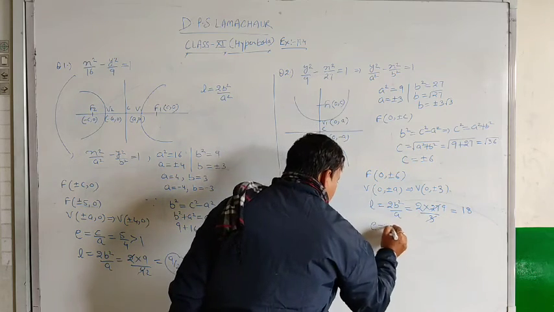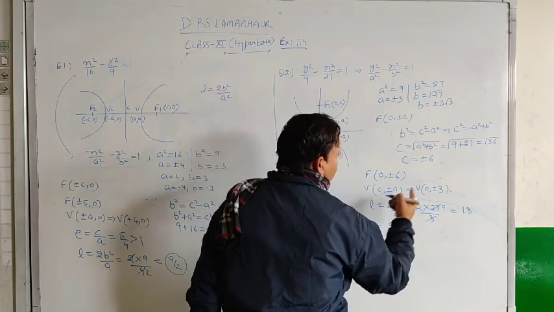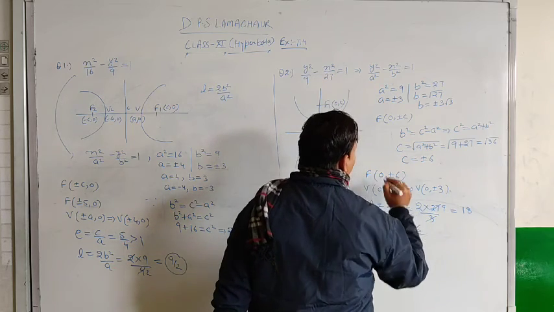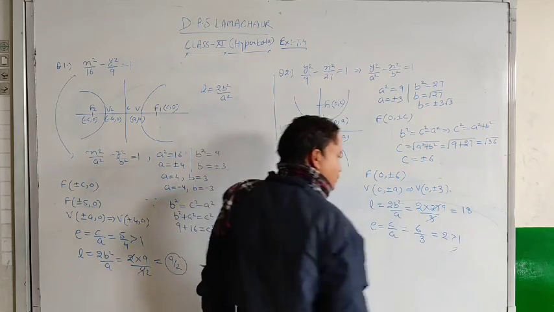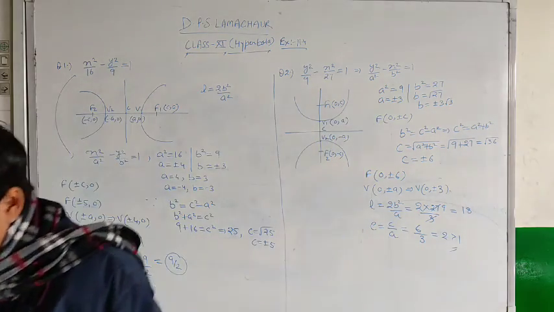And what is eccentricity? It will be the ratio of c and a. So the value of c is 6, the value of a is 3, so this will be 2, greater than 1. Okay, so these are the information. Pause the video and take the screenshot.